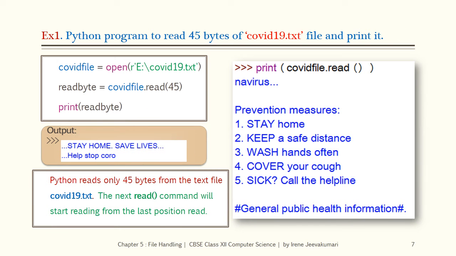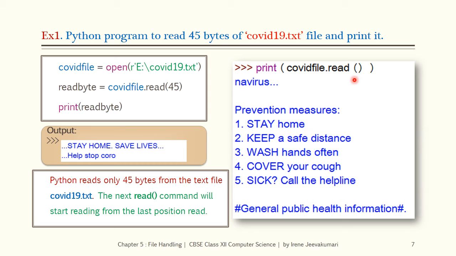Let us consider the Python program that we have discussed just now and its output. This Python program opens a text file covid19.txt, reads 45 bytes from it and prints it. This is the output, the total 45 bytes which is read from covid19.txt. This Python program opens a text file covid19.txt but it has not been closed. So now let us see what happens after executing this program, after getting the output on the shell prompt. If the command print covid file.read is provided in the shell prompt.